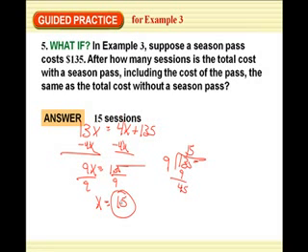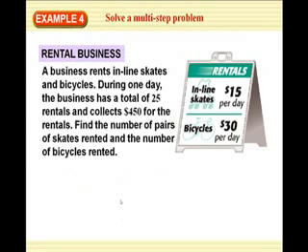Okay? So graphing, you can graph and put them in slope-intercept form, and then sometimes with story problems you can just set them equal to each other. So let's take a look at this one. It says a business rents inline skates and bicycles. During one day, the business had a total of 25 rentals and collects $450 for the rentals. Find the number of pairs of skates rented and the number of pairs of bicycles rented.